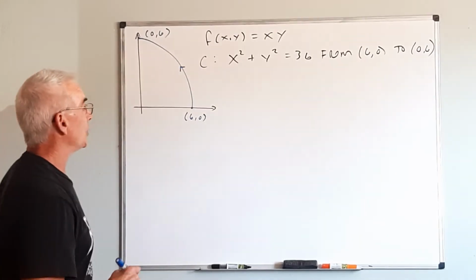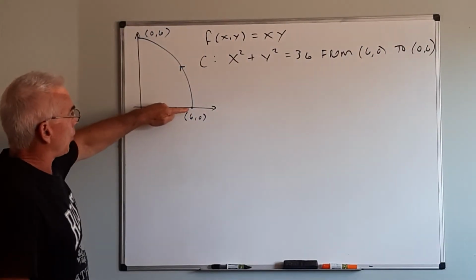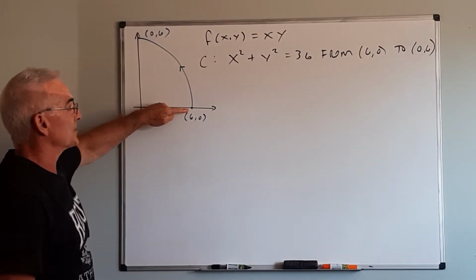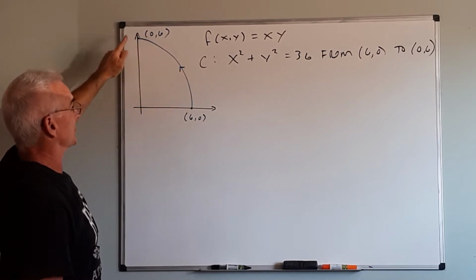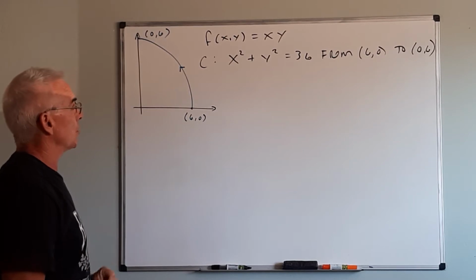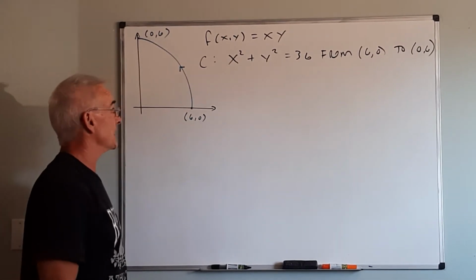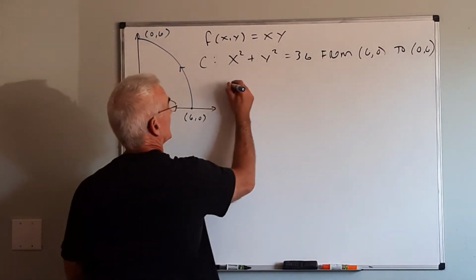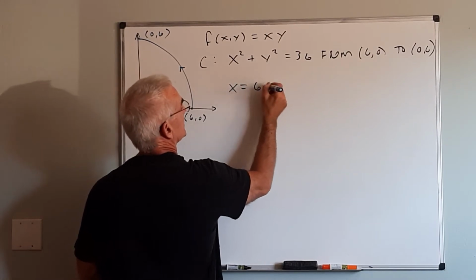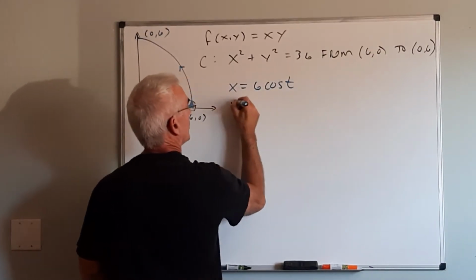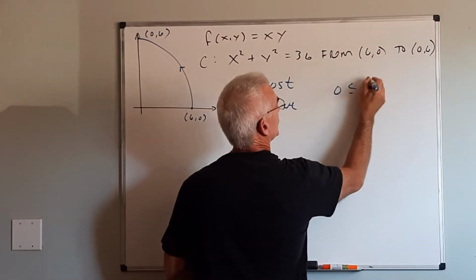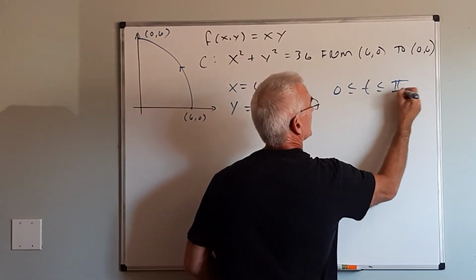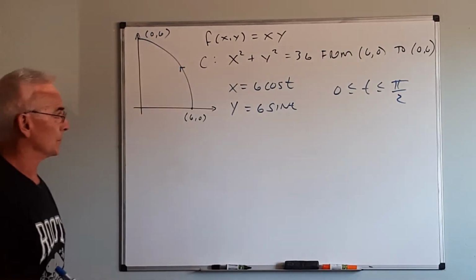Let's consider the following problem. I have the quarter circle, x squared plus y squared equals 36 in the first quadrant, going from (6, 0) to (0, 6). So in this situation here, the usual parameterization for a circle would be to choose x equals 6 cos t, y equals 6 sine t, and then t would range from 0 to pi over 2.